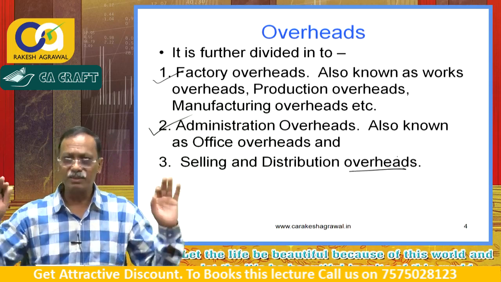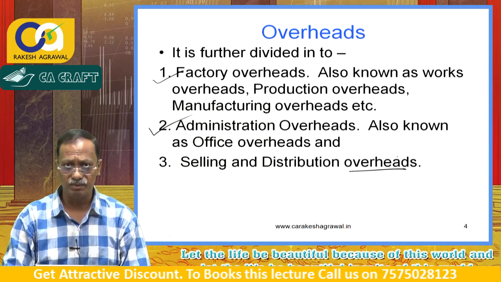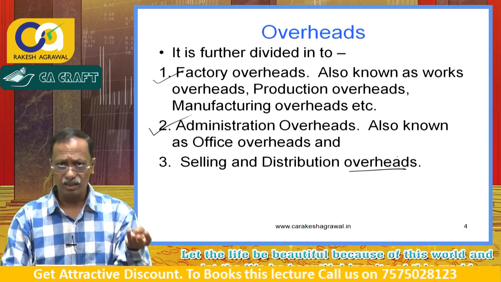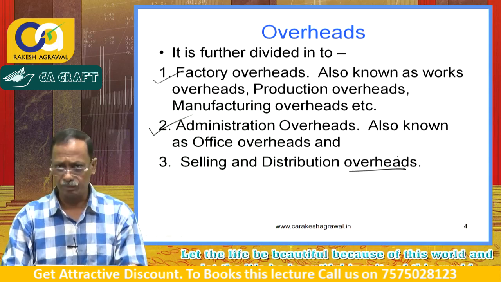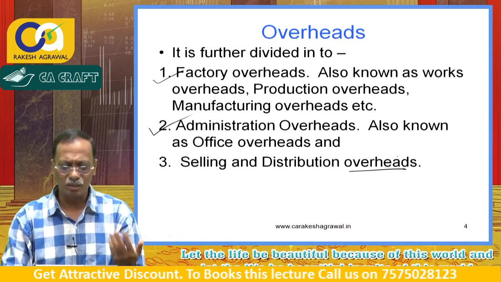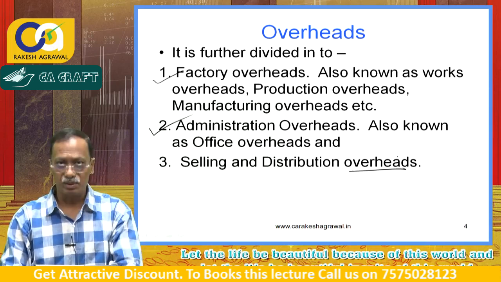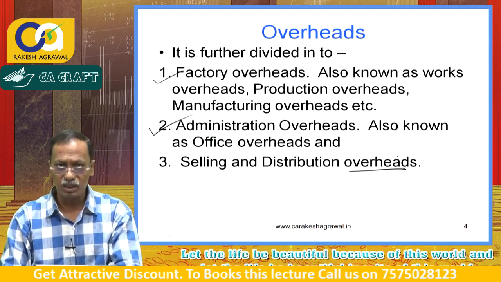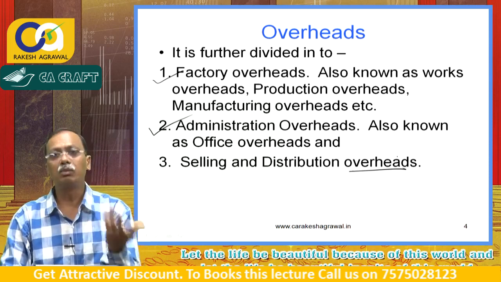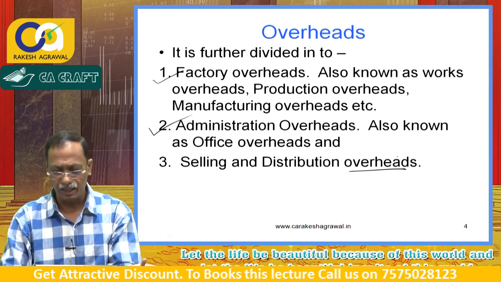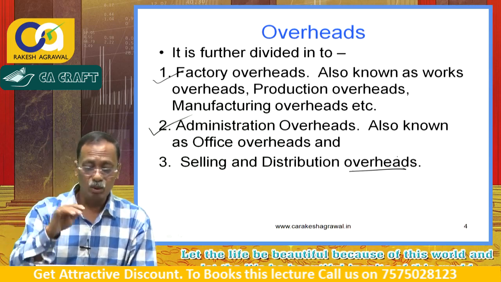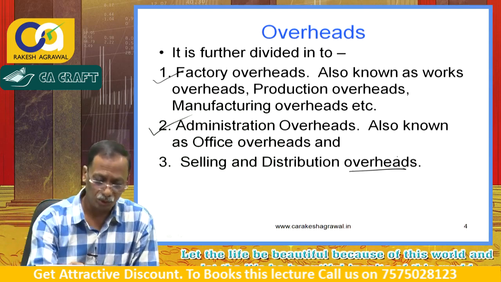So entire expenses incurred on selling and distribution activity, let it be material, let it be labor, let it be expenses. You will say how material is incurred. Material is very rarely incurred, but if you are giving out free samples, tangible items you are distributing free, you may call it indirect material for marketing purposes. So that will go into selling and distribution overheads.